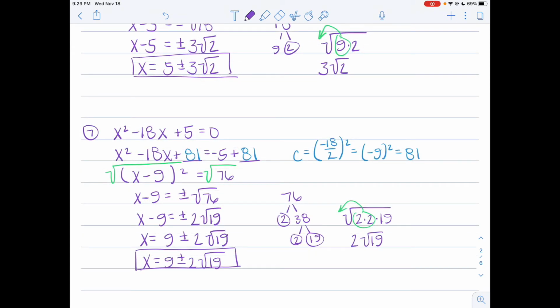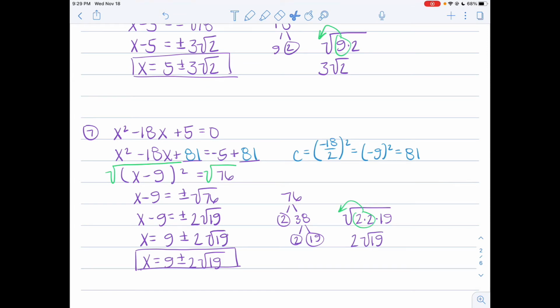All right, let's go through this real quick. So again, the first step is to move the current C value over to the other side so that we can put in a new C value that will make this a perfect square trinomial. In the second step, I've done that and filled in my perfect square trinomial with the C value that I calculated. It was negative 18 over 2 squared, which gave me an 81.